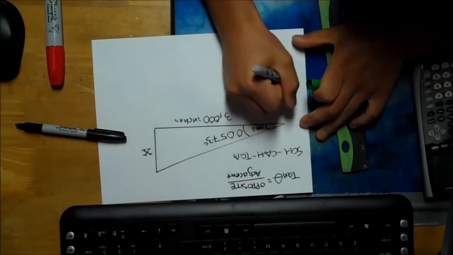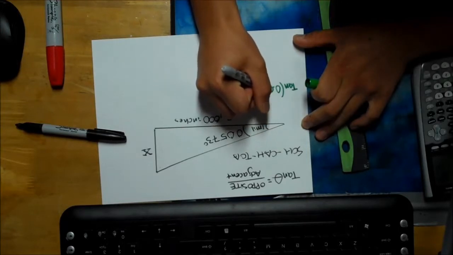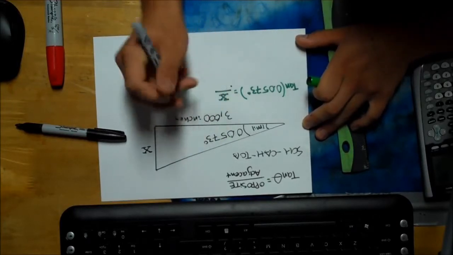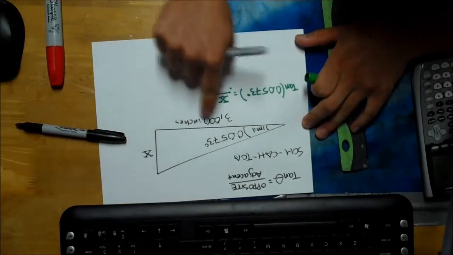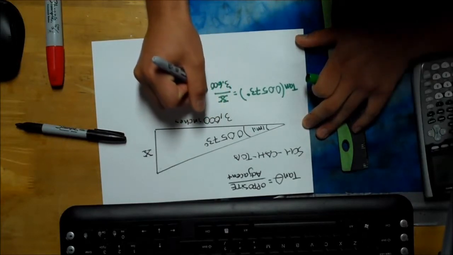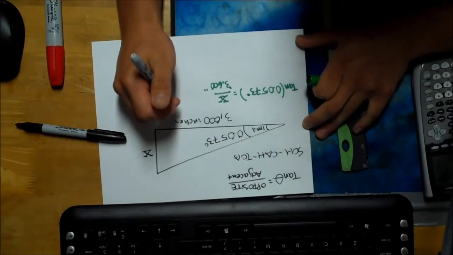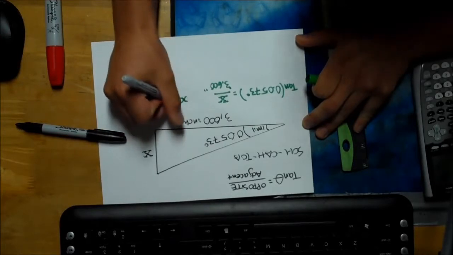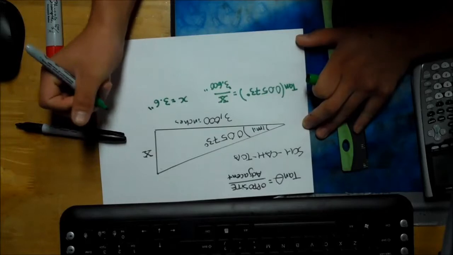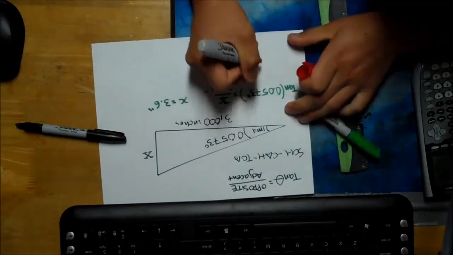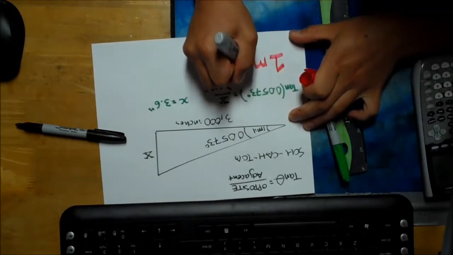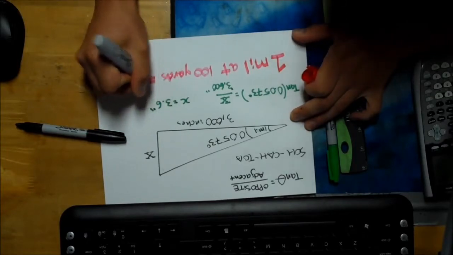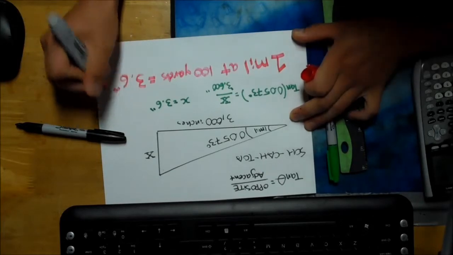So tangent of 0.0573 degrees is going to be x over, so basically opposite is going to be x, and then adjacent to this degree is going to be 3,600 inches. And once we solve that, tangent of 0.0573 is 0.01, and x equals 3.6 inches. So what this means is 1 mil at 100 yards equals 3.6 inches. Great.